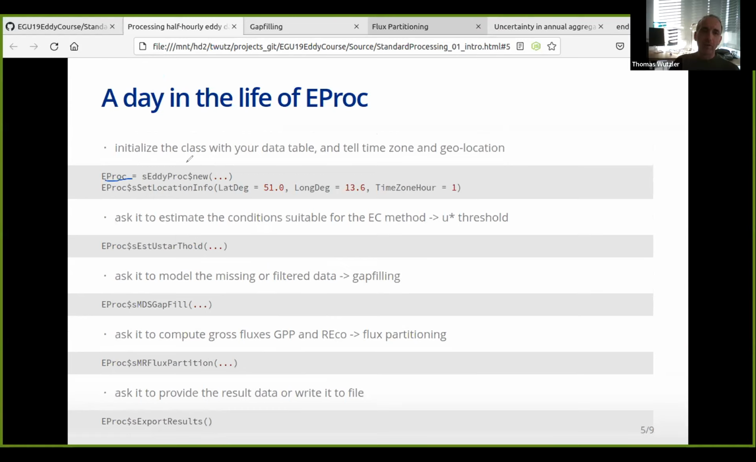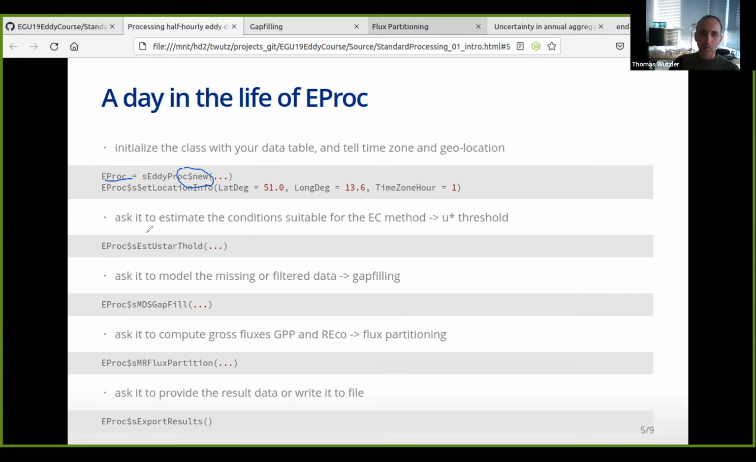Yeah. There is this sEddyProc new, where you initialize this class, and usually you give your data set, your data frame with all your data. And for later on, for the flux partitioning, you also tell where your site is located by latitude, and you also give the time zone. And then you say eproc dollar, and then you invoke a so-called method on this class. This is a function, but this function has not only access to all the arguments that you provide to it, but also to all the fields and the data that is stored in the EddyProc class.